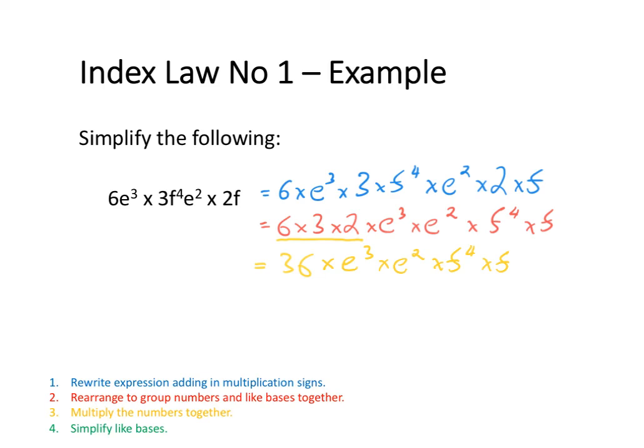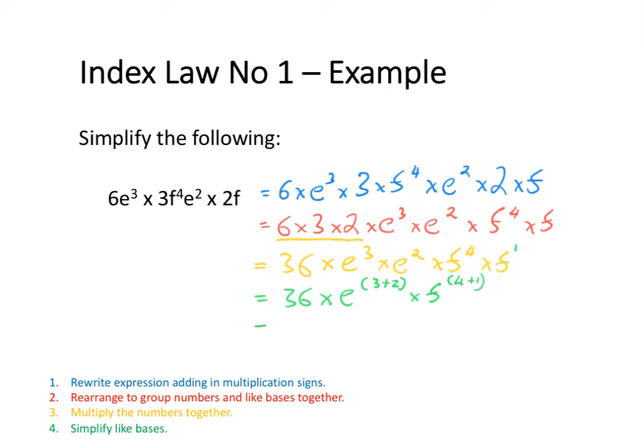So the last step is to continue to simplify, this time using the first index law to simplify my like bases. So that's going to equal 36. Now with my e to the power of 3 and e to the power of 2, I can use the first index law and add my powers together. So times e to the power of 3 plus 2. And I can do the same thing with my f bases. So times f. I need to remember that when there's no index written, it is assumed that it has an index of 1. So it's going to be f to the power of 4 plus 1.